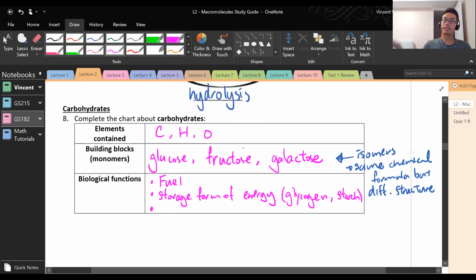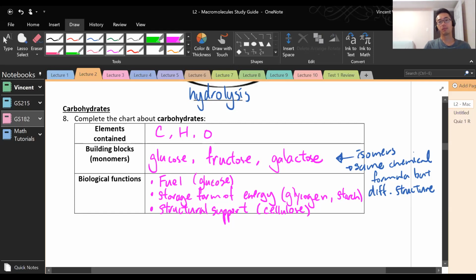Not in humans, but in some organisms, carbohydrates can also be used for structural support, such as cellulose in plants. So fuel would be glucose.